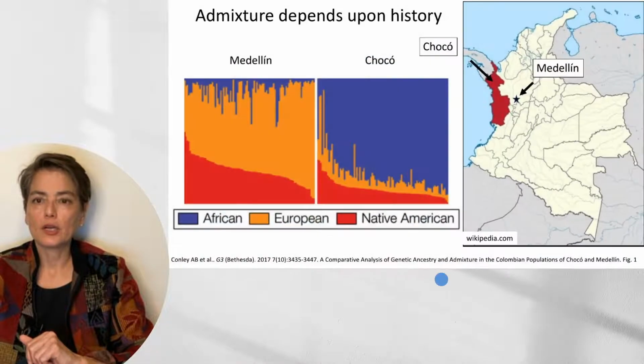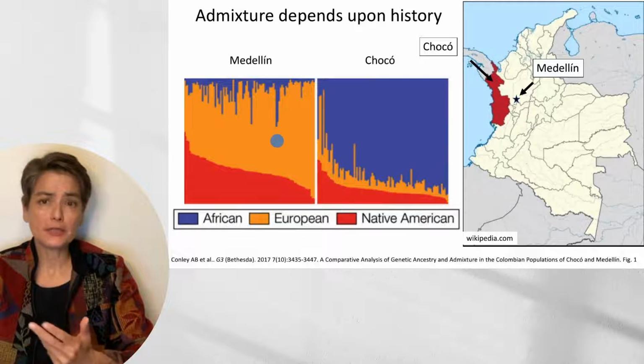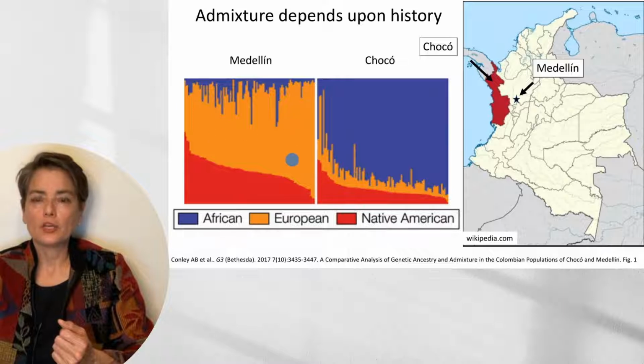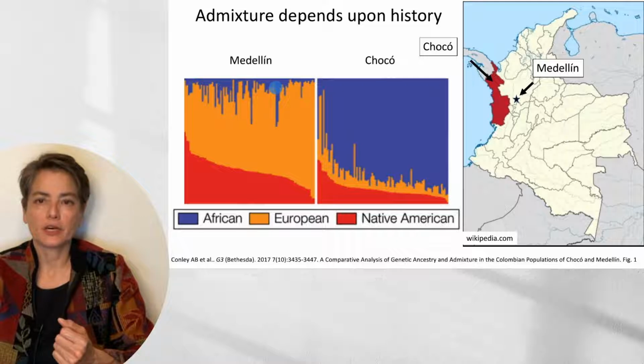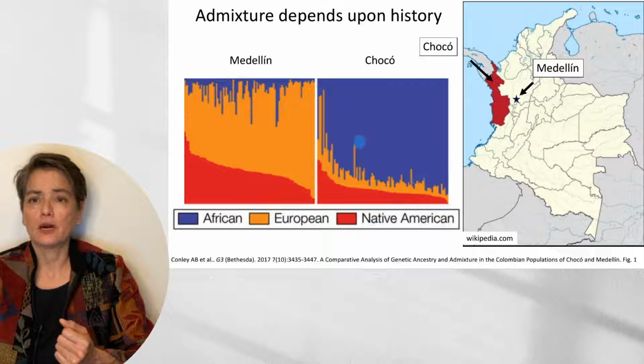If we take a look, and this is a different study, at the country of Colombia. If we do look at the genomes of individuals from Medellin, which is an urban center in Colombia, we will see that their genetic ancestry mirrors what we see in the population as a whole. It's going to be largely European and some Native American and a small amount of African contribution. But at the neighboring state of Chocó, which was a site of plantation agriculture and had a history of bringing in enslaved individuals from Africa, we see something very, very different. We see a huge amount of African ancestry contributing here.